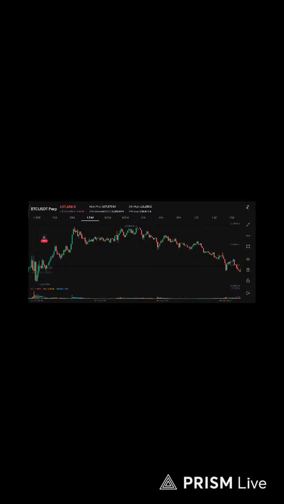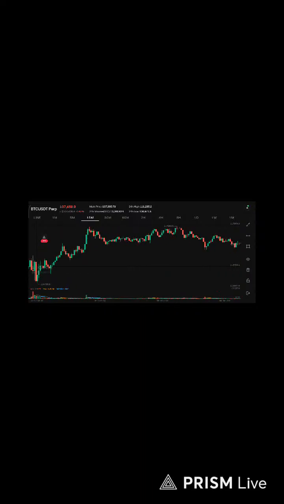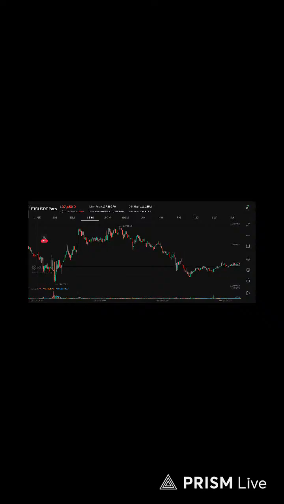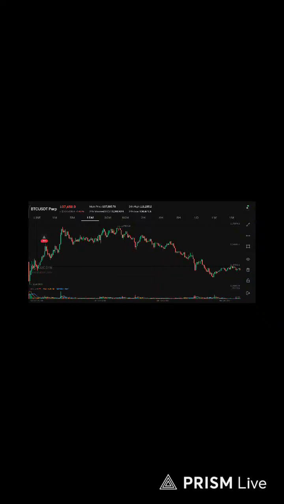Yep. I think we got it, guys. This is it, but the wick is not too long. Okay, the candle is not too long, but this is an example of it.